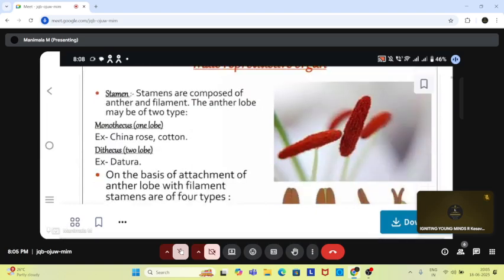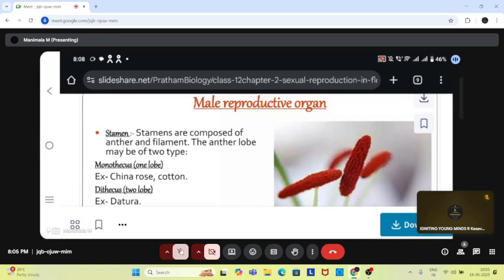So this is about the flowers, additional information we want to know. Next we are going with the male reproductive parts. What is the male reproductive part in a flower? Androecium. And it is made up of how many parts? 2 parts. Anther and filament.